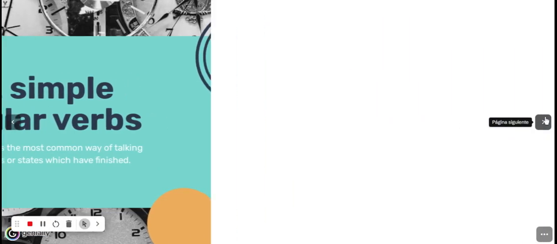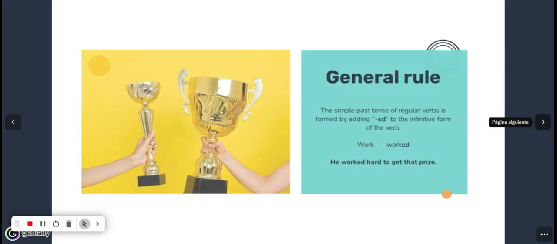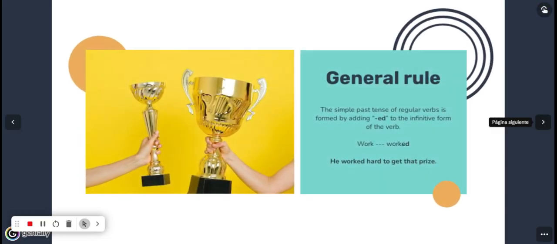We have the general rule that says that we've got to add -ed at the end of the infinitive form of the verb. For example, we have the verb work. We add -ed at the end. Now work turns into worked. For example, he worked hard to get that prize.